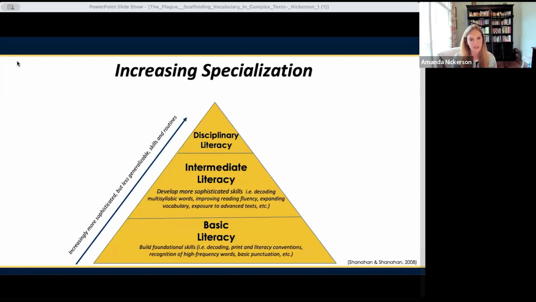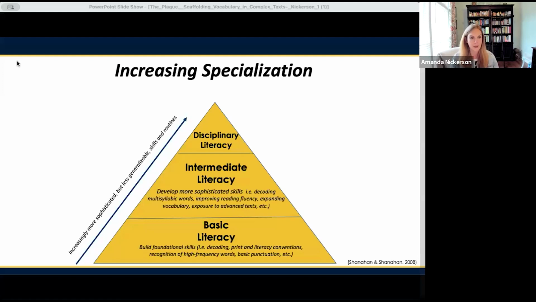skills in elementary school. So they're learning foundational skills like decoding and print concepts. They're developing a robust high-frequency word bank. They're learning about basic punctuation and things like that. The students who continue to struggle with that, right, they should be receiving interventions, but we shift our focus in core instruction to intermediate literacy skills.